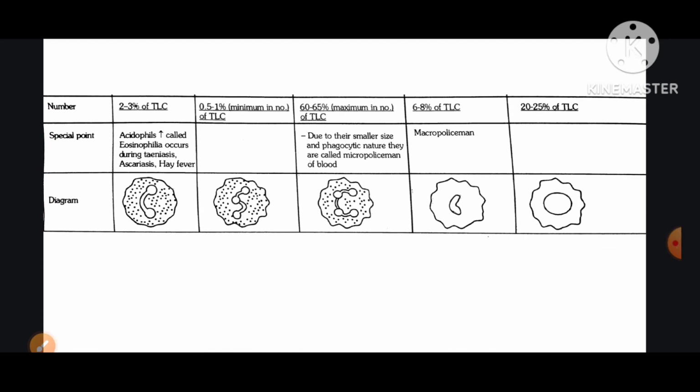A special point: percentage of total leukocyte count: acidophils 2 to 3%, basophils 0.5 to 1%, neutrophils 60 to 65%, monocytes 6 to 8%, lymphocytes 20 to 25%. Acidophils increase, called eosinophilia, occurs during taeniasis, ascariasis and fever. Due to their smaller size and phagocytic nature, neutrophils are called micropolicemen of blood. Monocytes are macropolicemen.